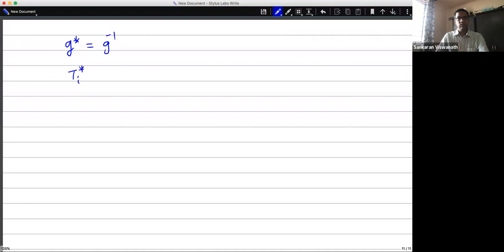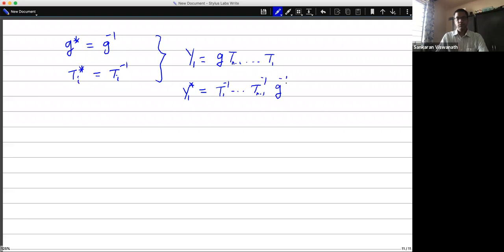the Ys, because recall the Ys are just given in terms of this. So for example, Y_1, if you recall, was just this element G, T_{n-1}, and so on down to T_1. From this, I compute the star, and the order changes, I get T_1 inverse and so on, then G inverse. And so that's Y to the minus epsilon_i. So that's just the inverse of Y.